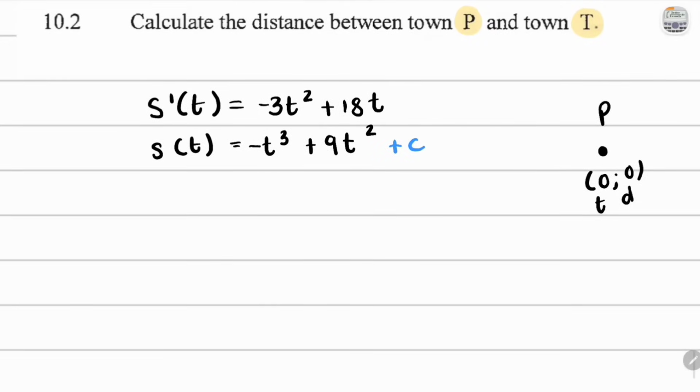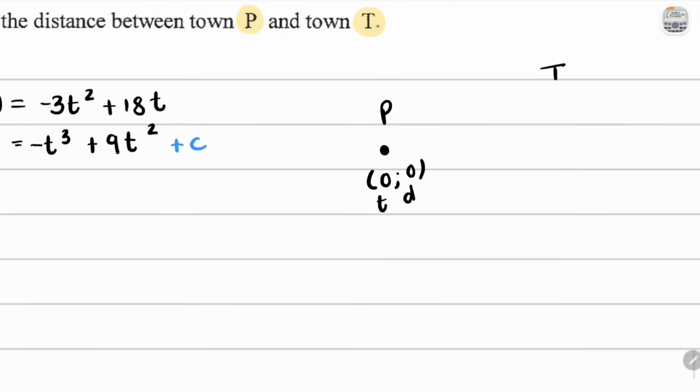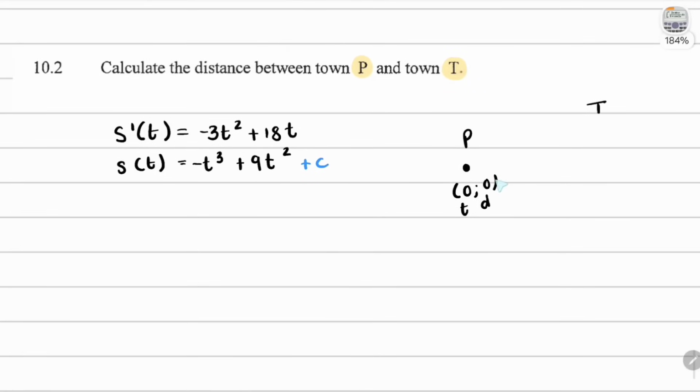We actually know a point here. And this is a special point. 0 and 0 is at the origin. This would mean that both your x and your y-intercept are 0.